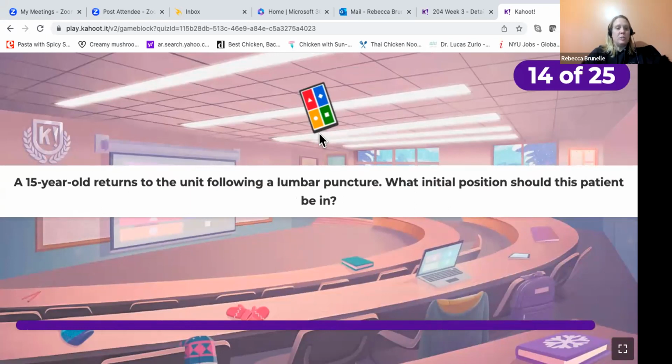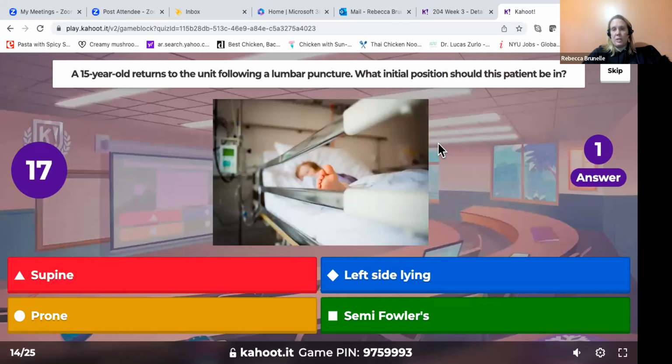So a 15-year-old returns to the unit following a lumbar puncture. What initial position should the child be in? Supine, prone, lying on the left side, or semi-Fowler's?